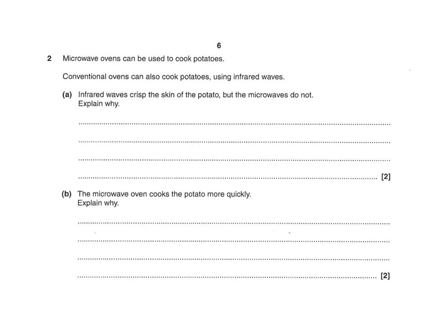So first mark saying that infrared heats the surface or the skin only. And the second mark is saying that this causes the water to evaporate from the surface, making it crispy. First mark saying that it heats the surface, the skin. Second mark saying that causes the water to evaporate from the skin, making it crispy.